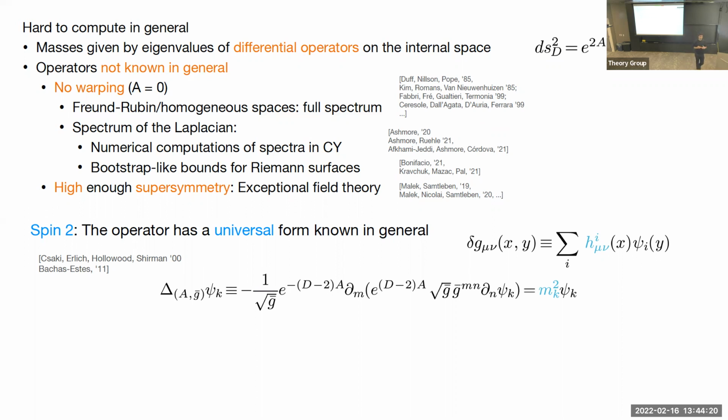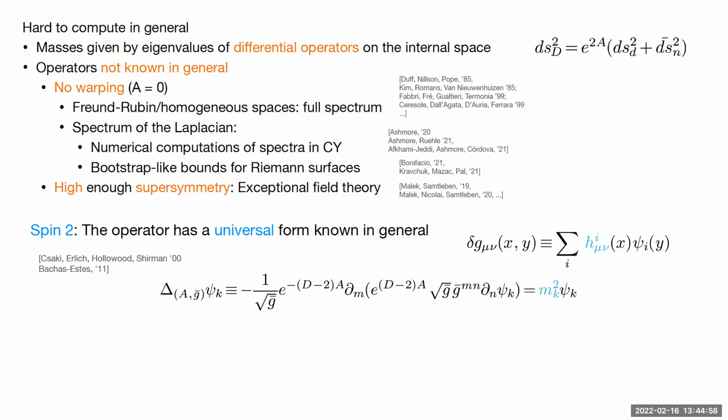The spin 2 Kaluza-Klein spectrum is what arises as a perturbation of the spacetime part of the metric around the vacuum. And here there is a beautiful result by the authors on the slide that tells you that for a general compactification with warping, this is the operator that gives the masses of the Kaluza-Klein fields. Of course, to compute these masses, you need to know a specific solution, so that you plug in the metric and the warp factor, but at least the form is known in general for the spin 2 field.